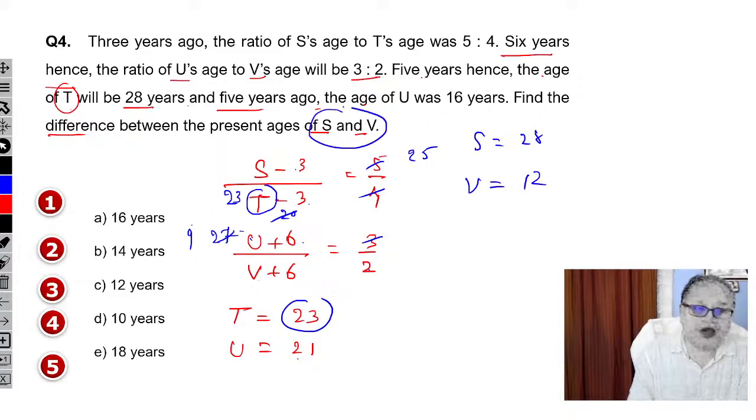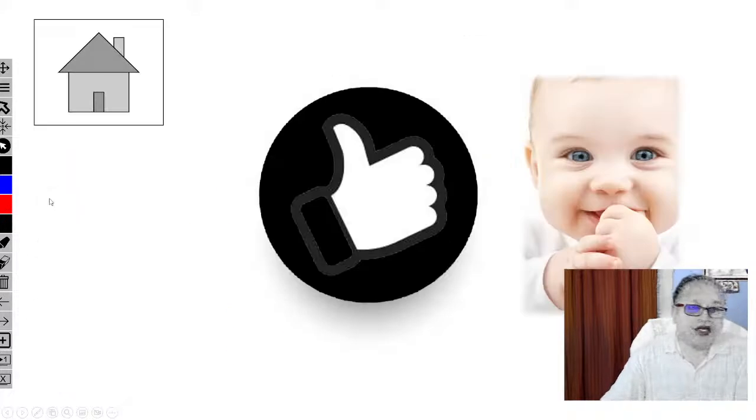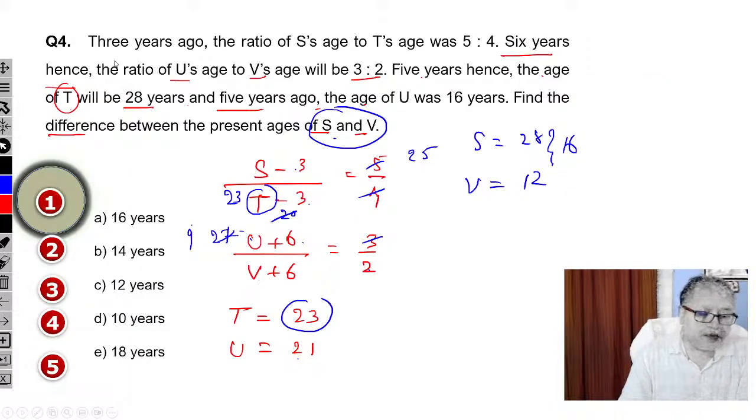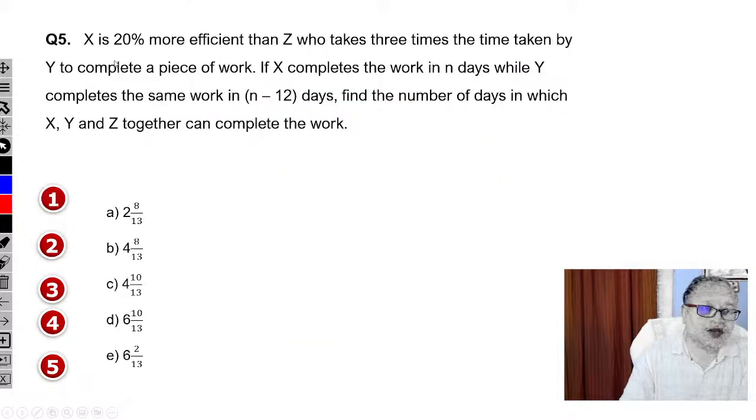So you are asked to find out the difference between the age of S and V. That difference is 16. Do we have option 16? So option A. Let's check that. Yes, that's right. Your answer is A. Aman, did you understand this? Can someone confirm? I'll go to the next question now.